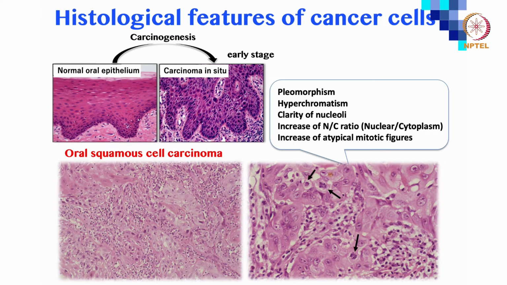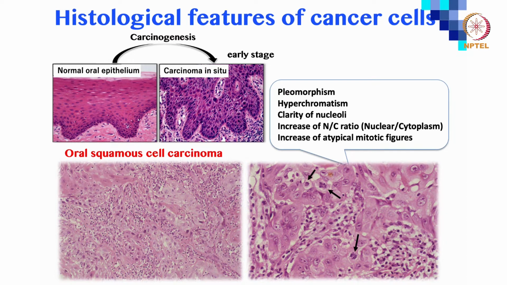Normal oral epithelial cells transform and become cancer. In the early stage, oral cancer cells do not destroy the basement membrane. In this stage, we say carcinoma in situ. Carcinoma in situ is an early stage of oral cancer. After destroying the basement membrane, cancer cells invade deeply.